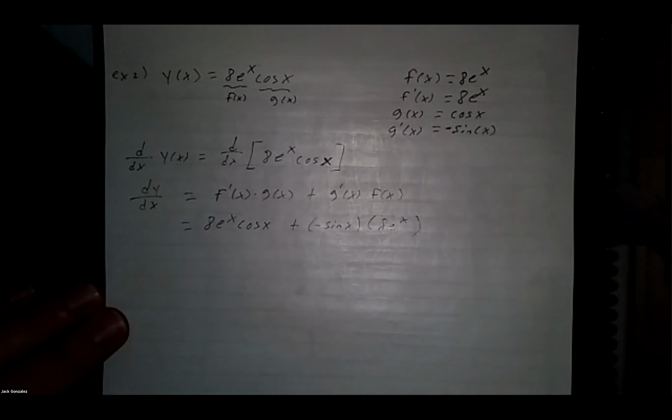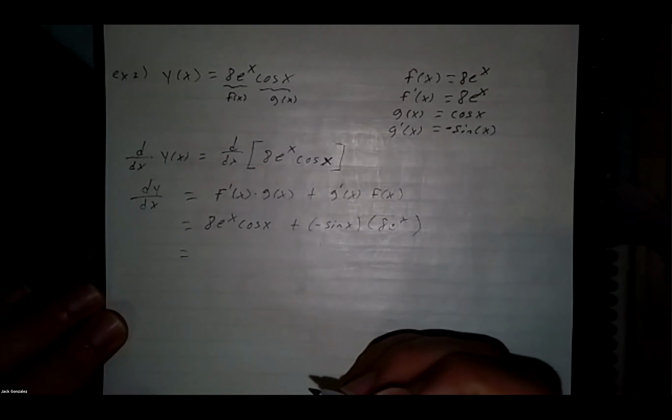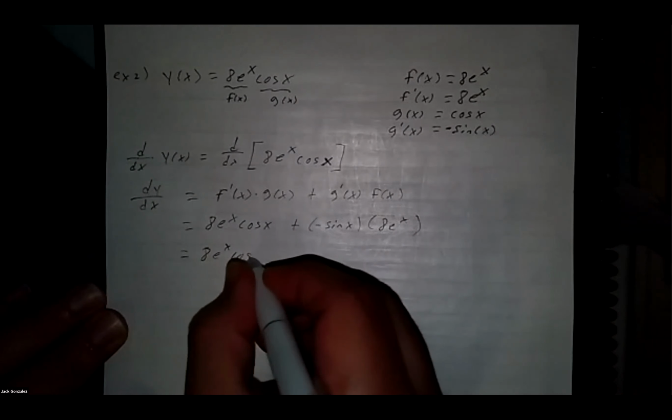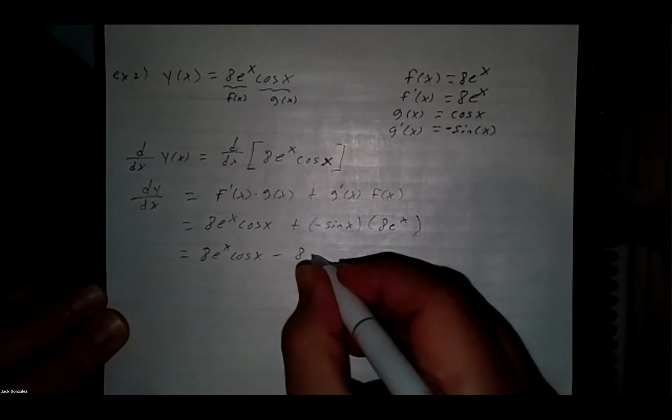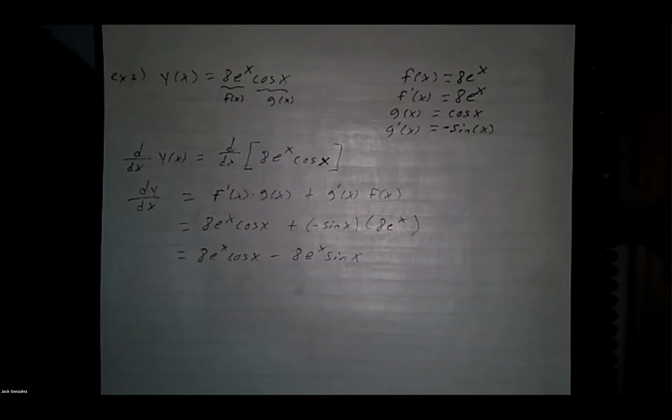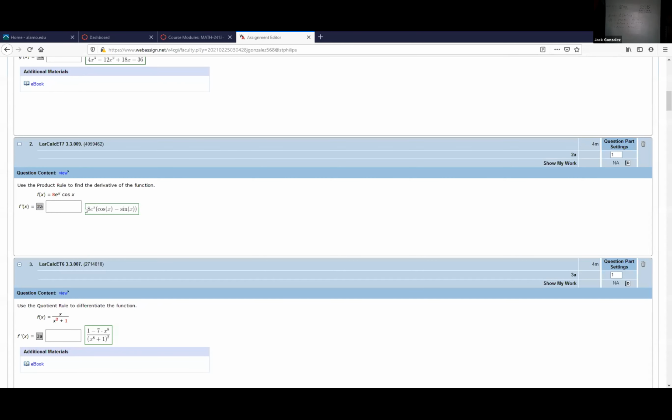That's about all we can do. We could factor the 8e^x, I guess, but the final answer will be 8e^x cosine x minus 8e^x sine x. Is that the answer? Yeah, that's pretty much it. Let me show you what they wrote. See what they did over here. They factored the 8e^x, but it's the same thing, right? See what I mean?